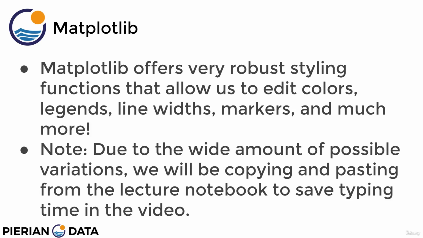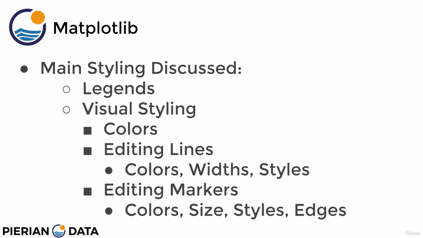Matplotlib offers very robust styling functions that allow us to edit all kinds of properties in our actual graph or axes. And that could be things like editing the colors, editing the legends, editing line widths, adding in markers, editing the tickers, the thickness of the axes object itself, and much, much more. However, you should note, due to the wide amount of possible variations, we're not going to be able to show you every single possible variation here. Instead, for a lot of it, especially in part 2, we may be copying and pasting from the lecture notebook to save some typing time in the video, such as saving time as far as showing you every single marker that's available, that sort of thing.